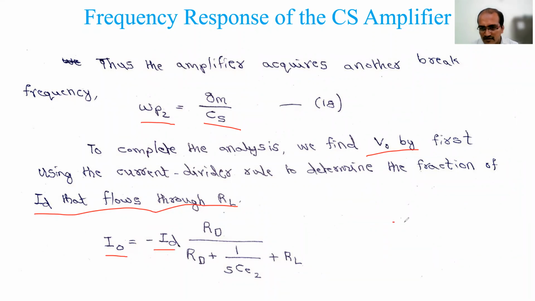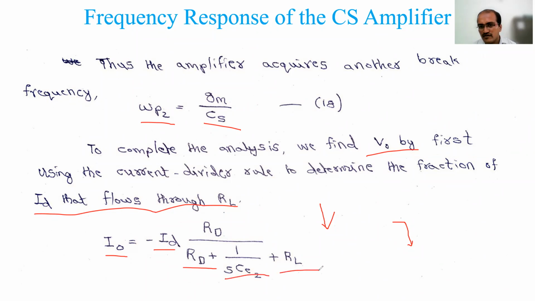In the circuit you may see there, at RL, the I0 output current will flow in this direction, whereas the ID current will be flowing downwards towards the source, going away from that. So that's why it is opposite, that's why the minus sign, into RD. What is the resistance you have in the opposite branch? RD divided by the total. So the total is RD plus, along with the capacitor now. Otherwise RD plus RL used to come, right? 1 by SCC2 plus RL.